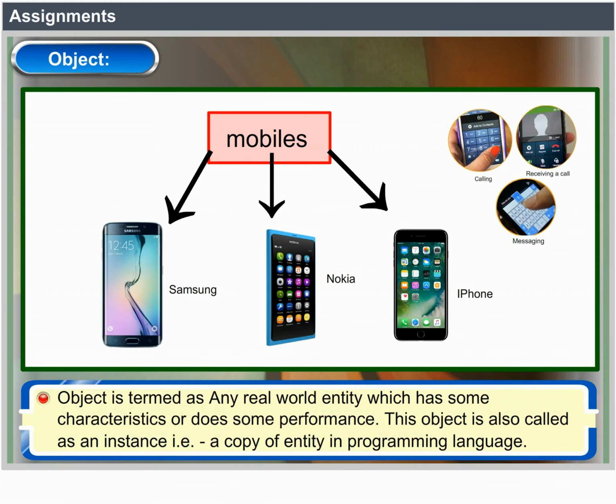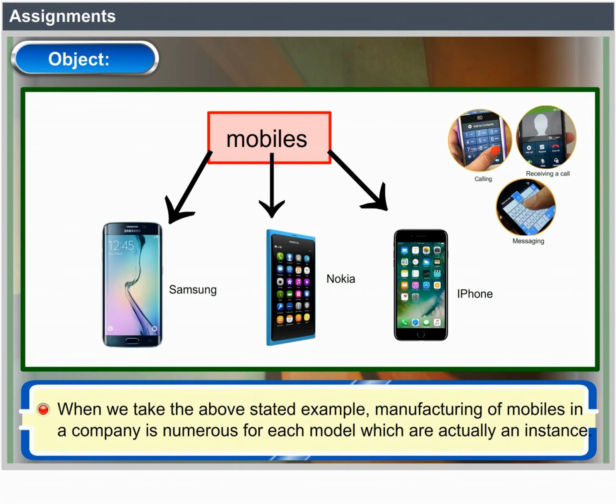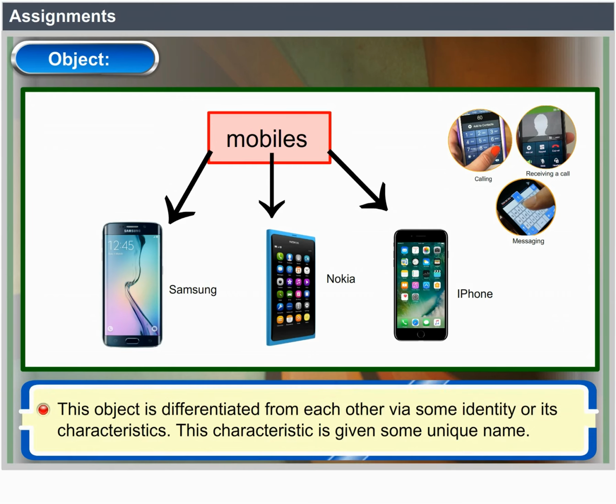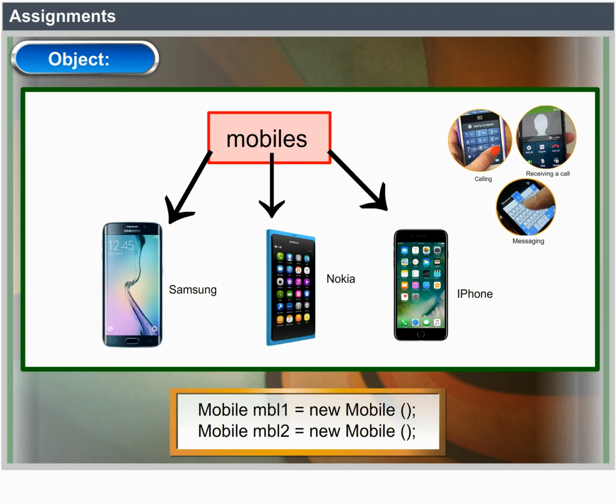An object is any real-world entity which has some characteristics or does some performance. This object is also called an instance, that is, a copy of an entity in a programming language. When we take the above stated example, the manufacturing of mobiles in a company is numerous for each model, which are actually instances. These objects are differentiated from each other via some identity or characteristics. This characteristic is given a unique name. Mobile MBL1 equals new Mobile. Mobile MBL2 equals new Mobile.